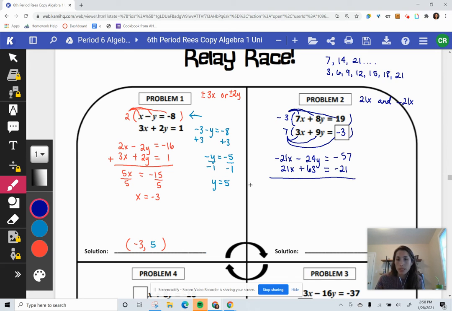Now we can add our equations together. Sorry, I forgot my y here. So the x's will eliminate. And we got 63 minus 24, and that's going to be 39y. And then we've got 57, negative 57, and 21 combining to 78. Let's divide 78 by 39. And that's going to be negative here, rather. Y equaling a negative 2.